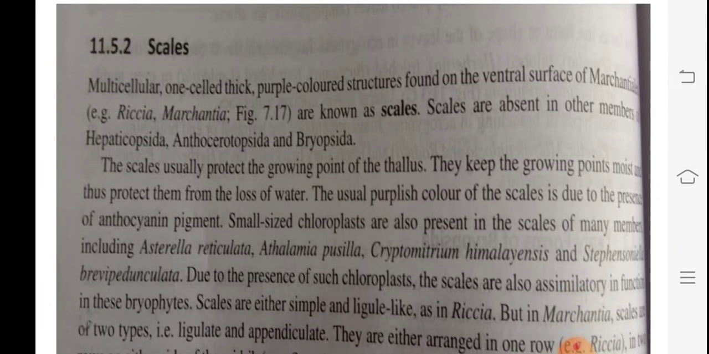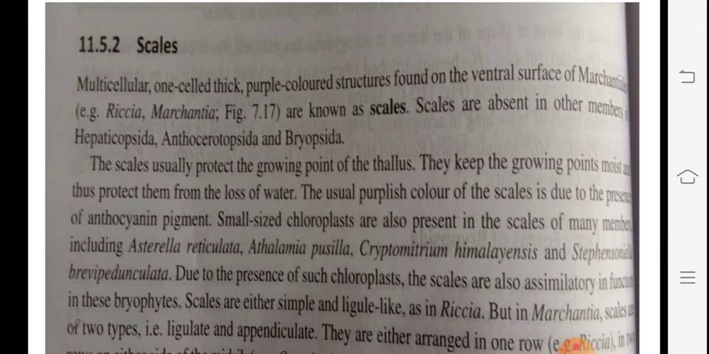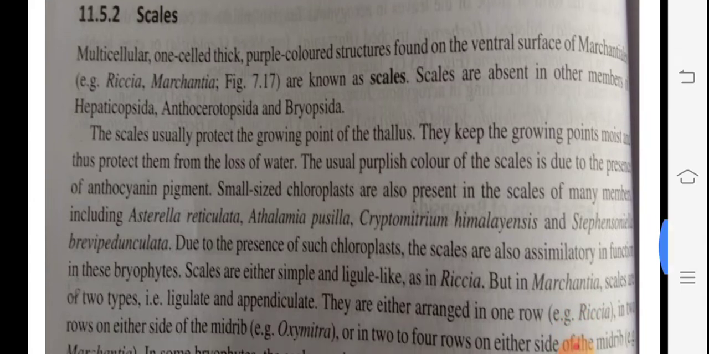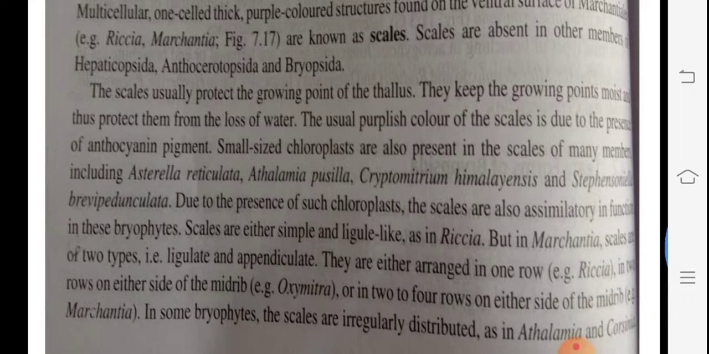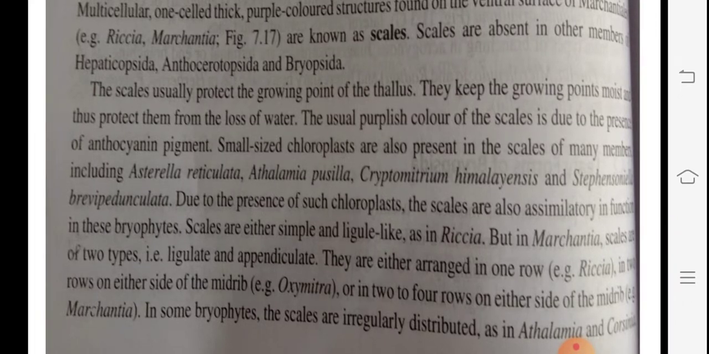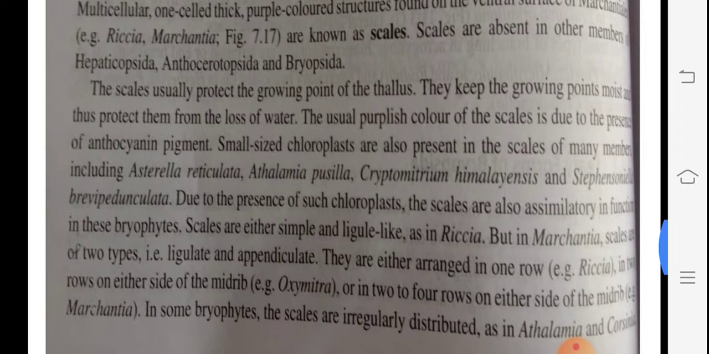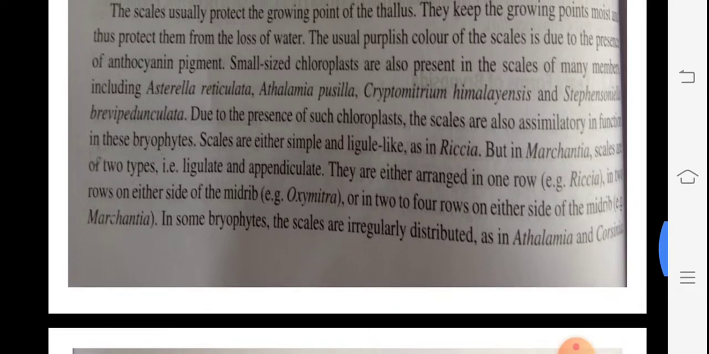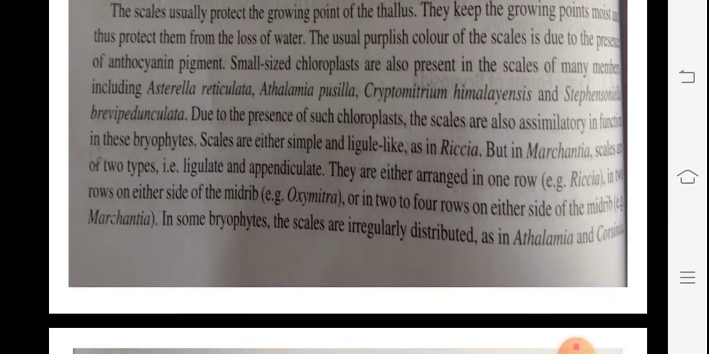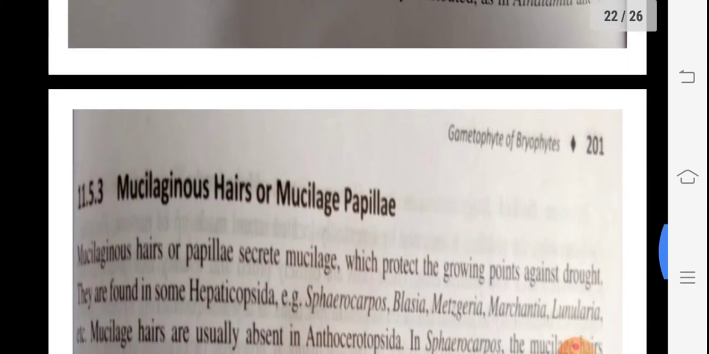Then, as we know, the bryophytic cells show scales, which help in vegetative propagation. More than rhizoids, the scales we know in Riccia and Marchantia are present, but in others scales are absent. In Anthocerotae scales are absent, and in Bryopsida, the mosses, scales are absent. They are small, violet in color, with anthocyanin pigment, so they have a specific role. It also helps in the process of photosynthesis. So many characters are there.